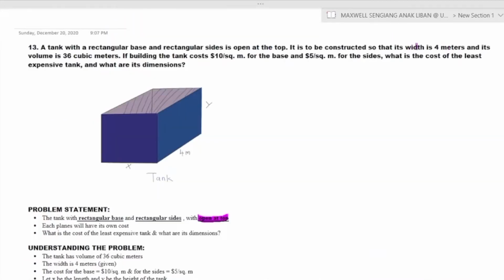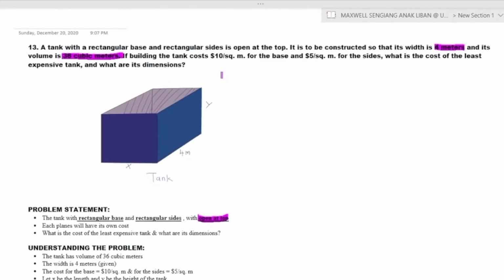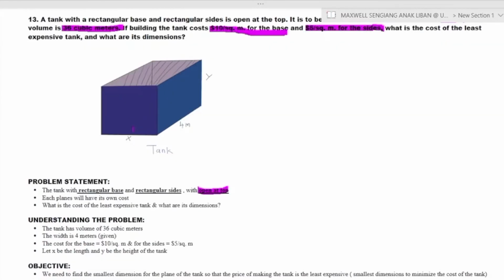It is given that the width is 4 meters and the volume is 36 cubic meters. Also, it is given the cost for the base and the sides. So here is the cost for the base and here is the cost for the sides. I will let the length of the tank equal x and the height equal y. We will make one equation later.